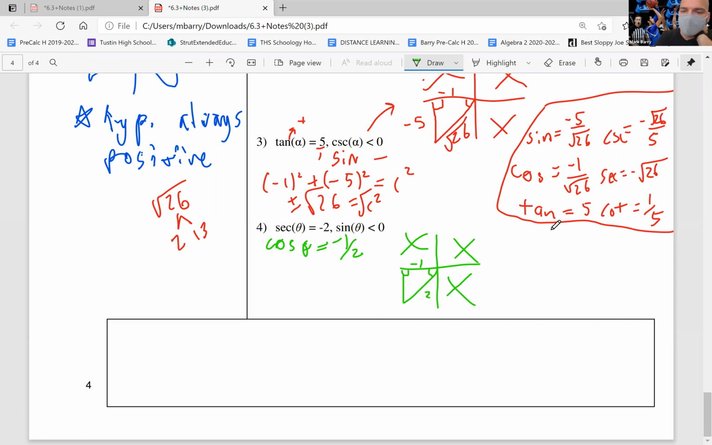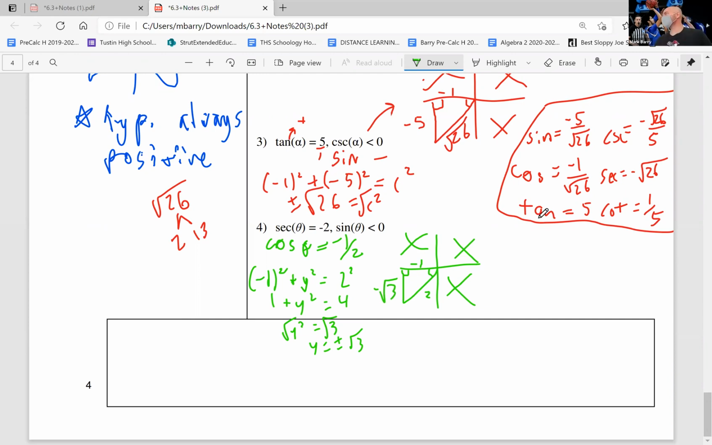Going to use Pythagorean for the last side. So that's going to be -1 squared plus, I'm going to call this y squared this time, since it's really a y value, equals 2 squared. I kind of already know that y is going to be negative here since I'm in the third quadrant. So 1 plus y squared equals 4. Y squared equals 3. Y equals plus or minus rad 3. Like I said, since it's going down and we're in the third quadrant, that's going to be a negative rad 3.